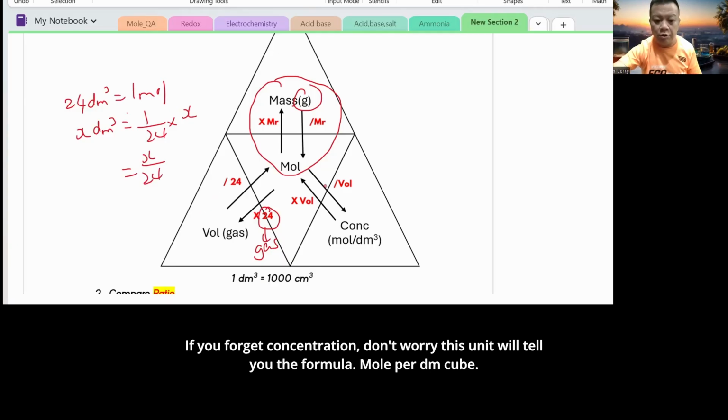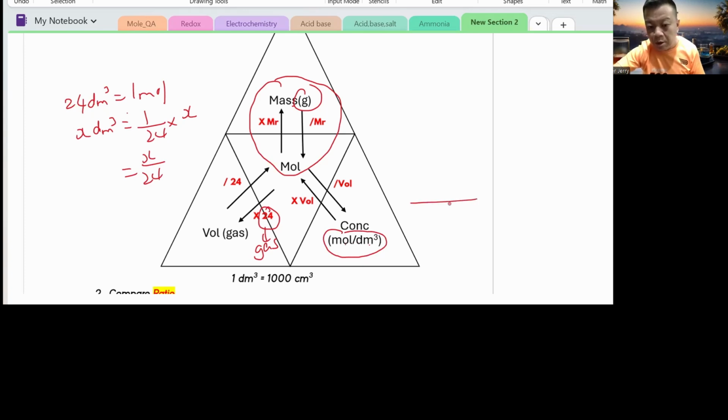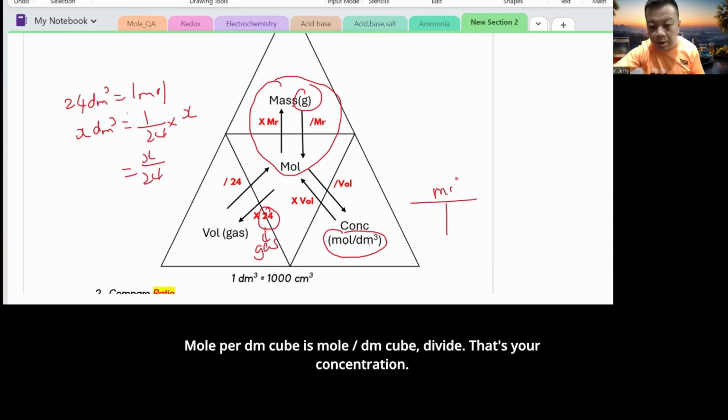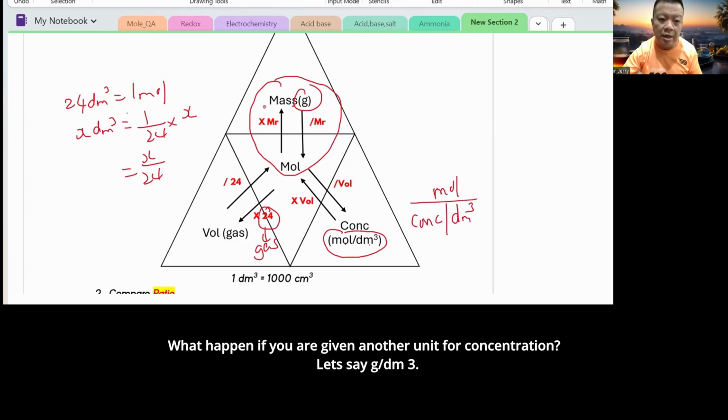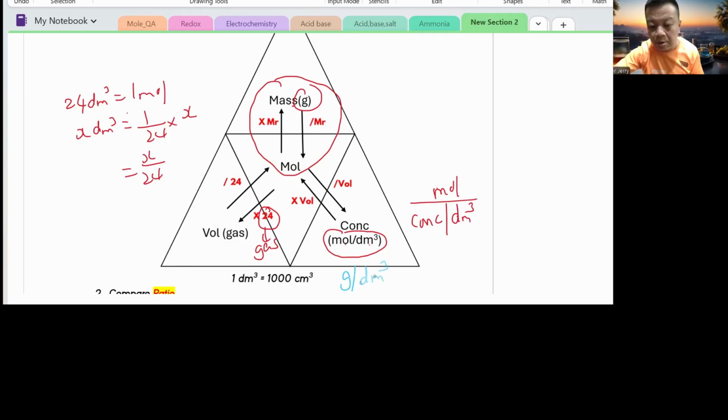If you forget concentration, don't worry. The unit will tell you the formula: mole per dm³. Let me show you. Mole per dm³ means mole slash dm³, divided. That is your concentration. What happens if you are given another unit for concentration? Let's say, for example, gram per dm³. Then we just change the mole here to mass in gram.